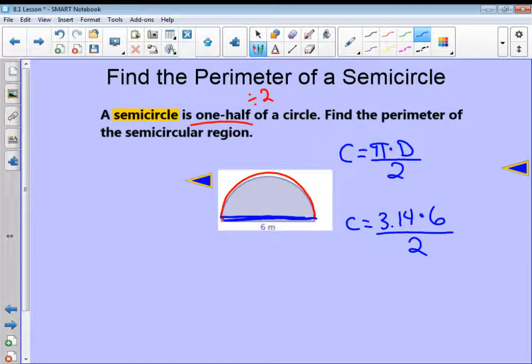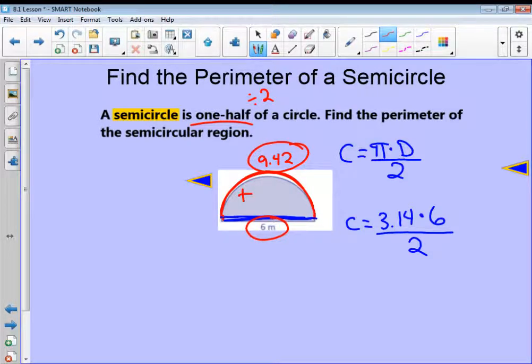Now, some of you might say, can I just do 6 divided by 2? Yes, you can. I'm going to punch it in the way I see it, 3.14 times 6. Now I'm going to divide that answer by 2, and when I do that, I get 9.42. So this red arc that we're seeing is 9.42. But they want the perimeter of the whole thing. If I was going to put a fence around this, I would need to put this and this together. Very commonly forgotten to add those two together.